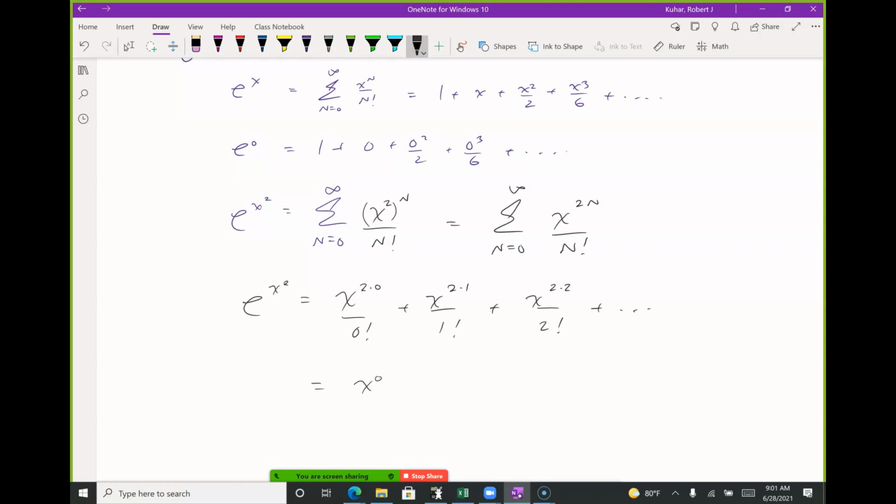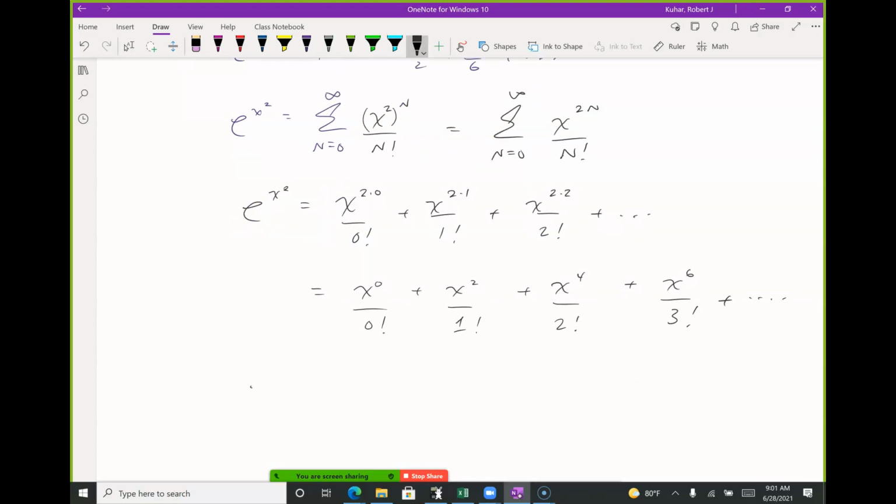I see x to the 0 plus x to the 2 upstairs. So I see evens upstairs, right? And then downstairs, I'm going to see the 0 half of the exponent factorial. So 1 factorial. So 2 factorial. So 3 factorial, etc. Sorry, over 6. And so now I got a pretty good representation of e to the x squared.